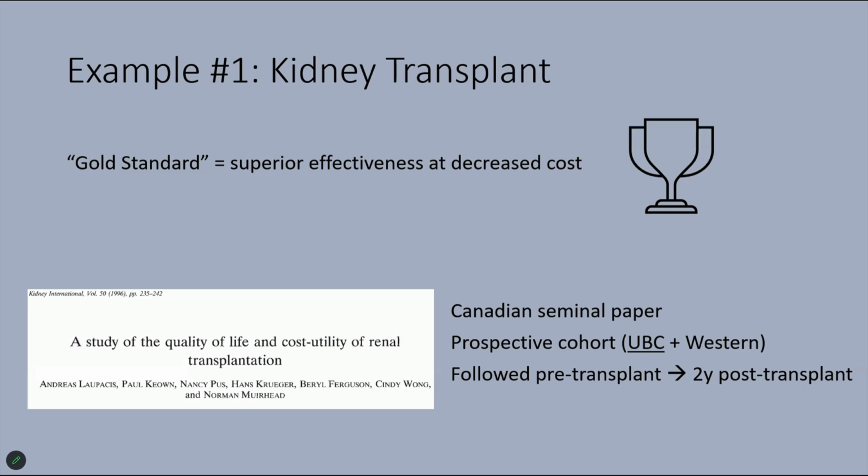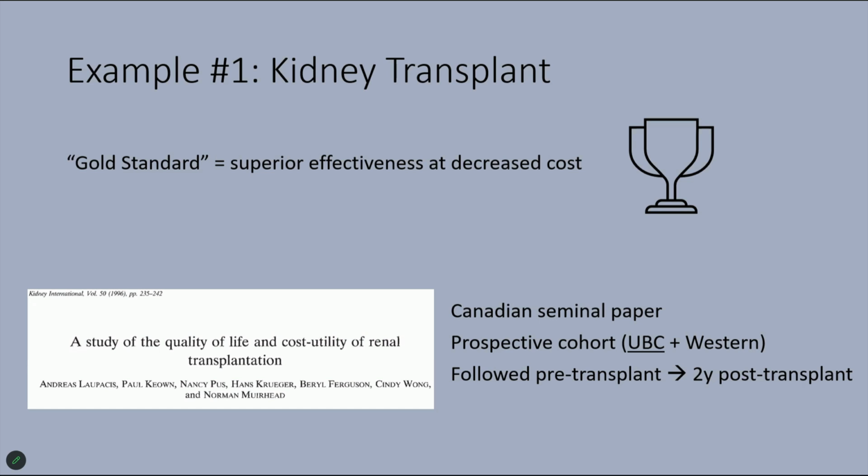Okay. So I'd like to move into some of the examples now that pertain to urology. Again, these are not exhaustive, but I thought they were common or interesting and have some instructive points. We'll start with kidney transplantation, which is traditionally the gold standard in terms of cost effectiveness. It demonstrates superior effectiveness at a decreased cost and lands squarely in that southeast quadrant.